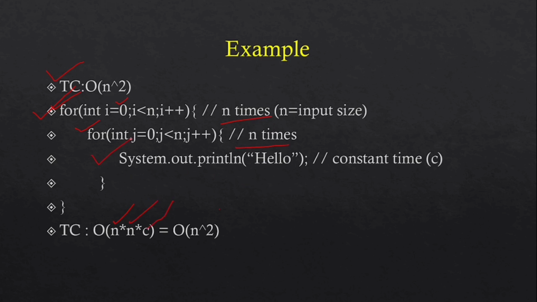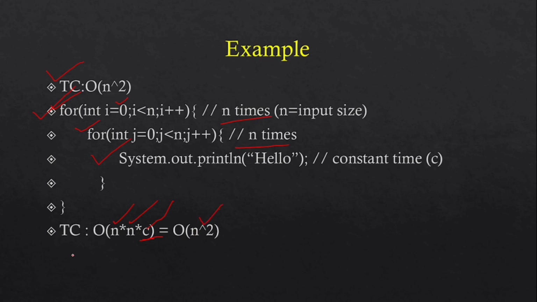Why c? Because for statements like printing or some addition, subtraction, these types of statements, you always get constant time. So n into n into c. For time complexity, you always have to ignore the constant part. So that's why your time complexity is order of n square.